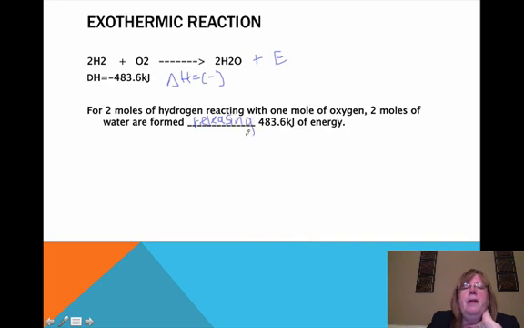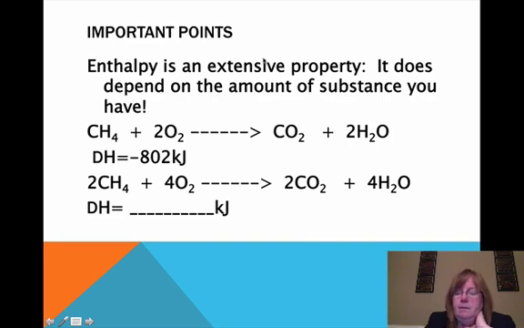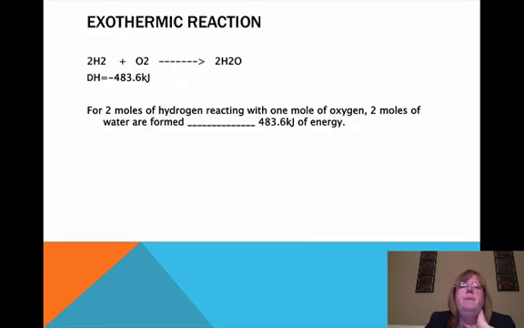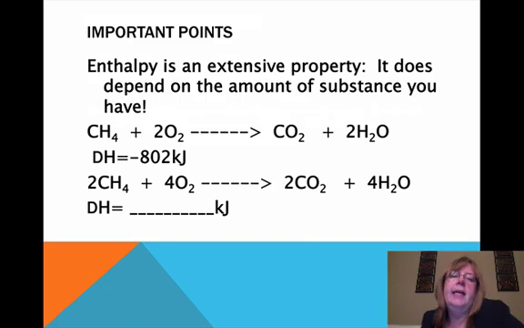So you are releasing energy. And so that's why I put the E over here on the product side. That's what happens in an exothermic reaction. Okay, now an important point. Enthalpy is what we call an extensive property. It depends on how much you have.